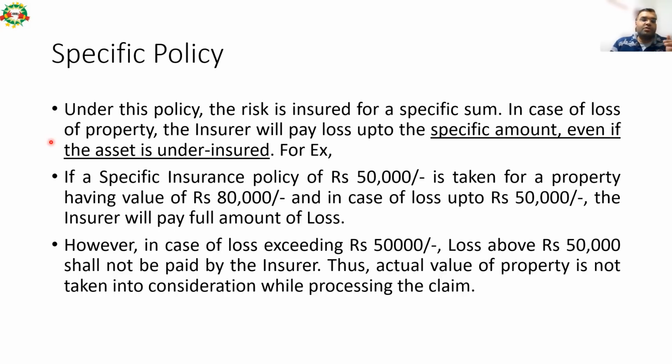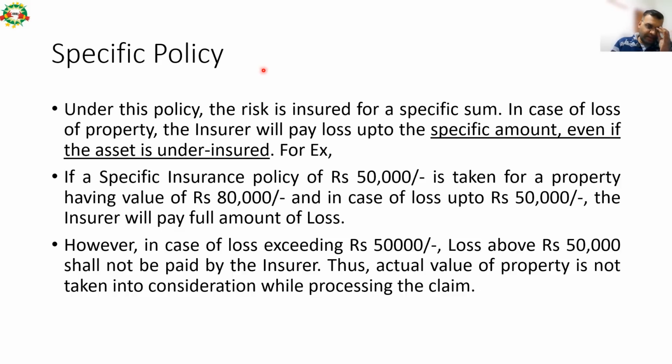For example, if a specific insurance policy of rupees 50,000 is taken for a property having a value of 80,000 rupees. So my house has a market value of 80,000 rupees and I take a policy for 50,000 rupees. So in case of loss up to 50,000, the insurer will pay the full amount of loss. If I have a house worth 80,000 rupees, ideally I should purchase insurance for 80,000 rupees. However, I purchase an insurance policy for only 50,000 under the specific policy category.